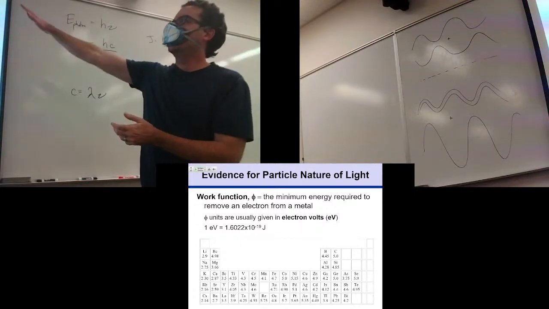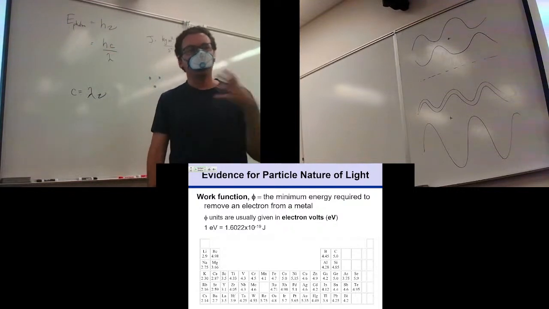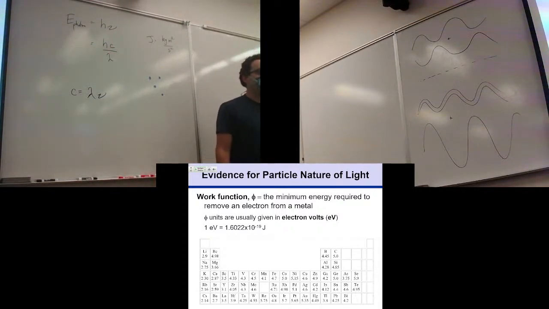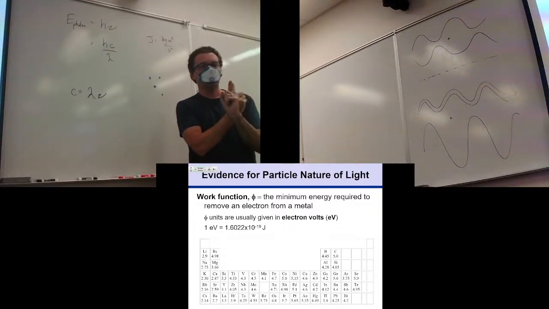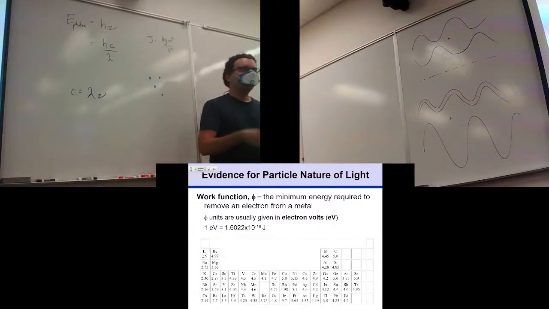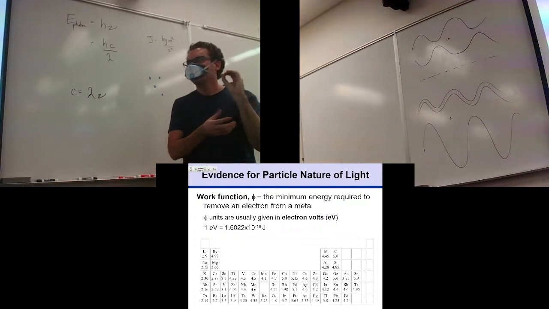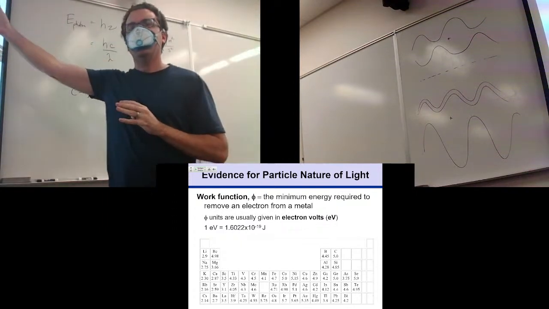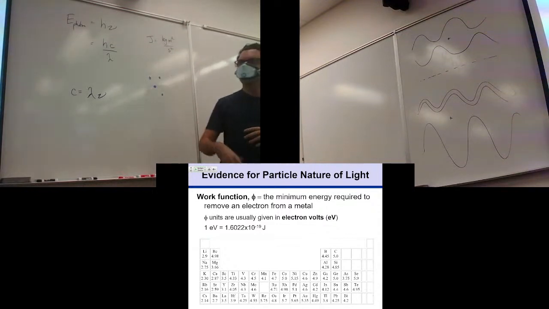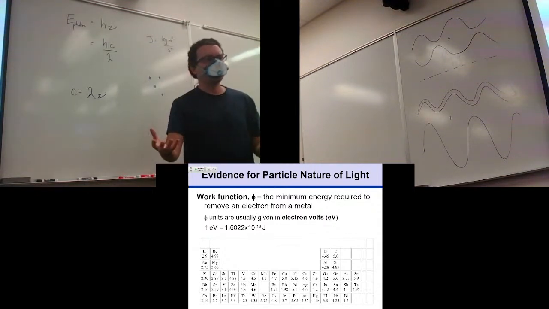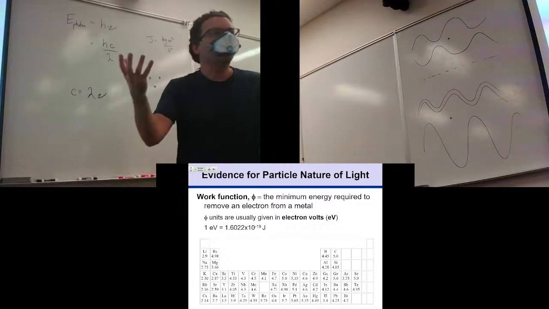So first of all, what is work function? Work function is similar to ionization energy. Ionization energy is specific to one atom at a time. In fact, when we measure ionization energy, it's technically ionizing a gas phase atom. Work function is defined a little bit differently. You're still removing electrons, but you're removing electrons from a bulk material, like a big piece of metal.